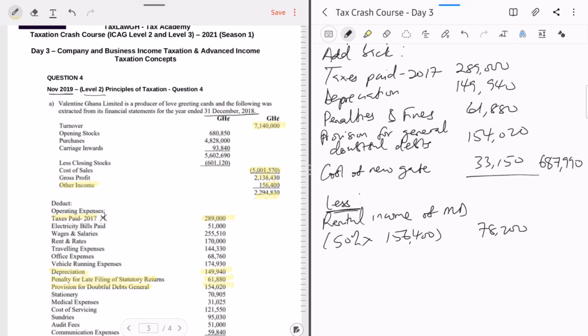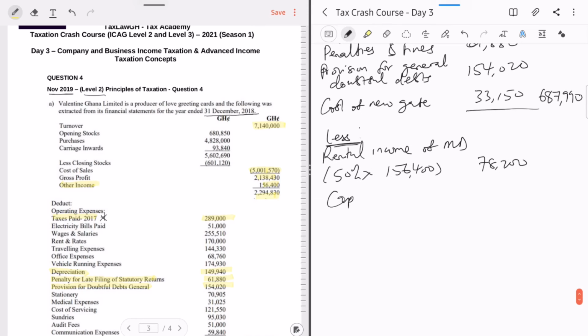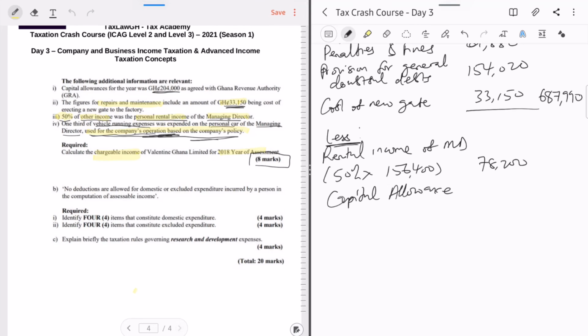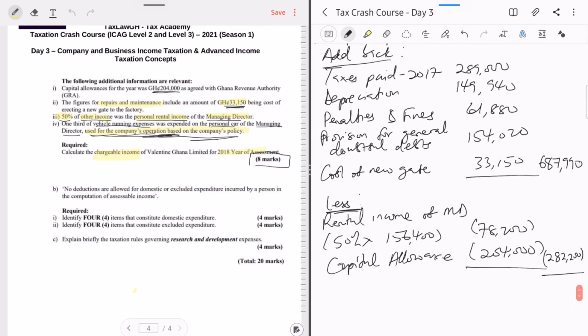Then we have add backs here. So we less capital allowance now, which they gave us. So you take note that in some questions, they can ask you to compute capital allowance yourself, right? They'll give you the pool balances, additions, and all of that. Here, they just give us a figure to be 204,000. This is a gift, to be honest, right? So let's add them up. So 204,000 plus 78,200. That gives you 282,200.